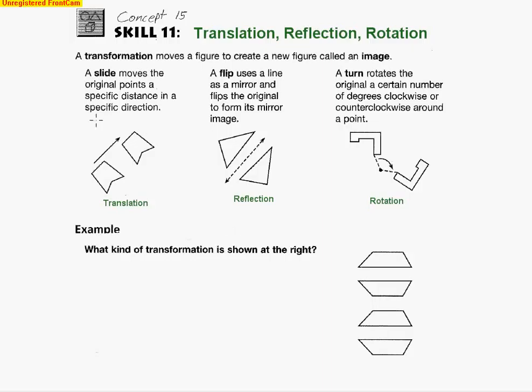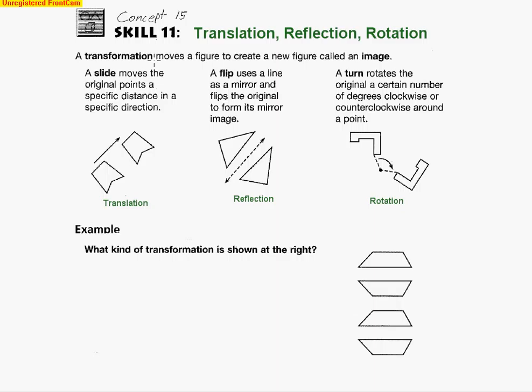This is the tutorial for Concept 15 Skill 11, which involves translation, reflections, and rotations. All three of those can be summed up in one word called a transformation. A transformation is anytime we move a figure and it stays the same size and shape, so it's congruent, at least when we're dealing with translations, reflections, and rotations. That doesn't change. It's going to end up moving into a different spot, and we'll call that new figure an image. Prior to that, it's the pre-image.